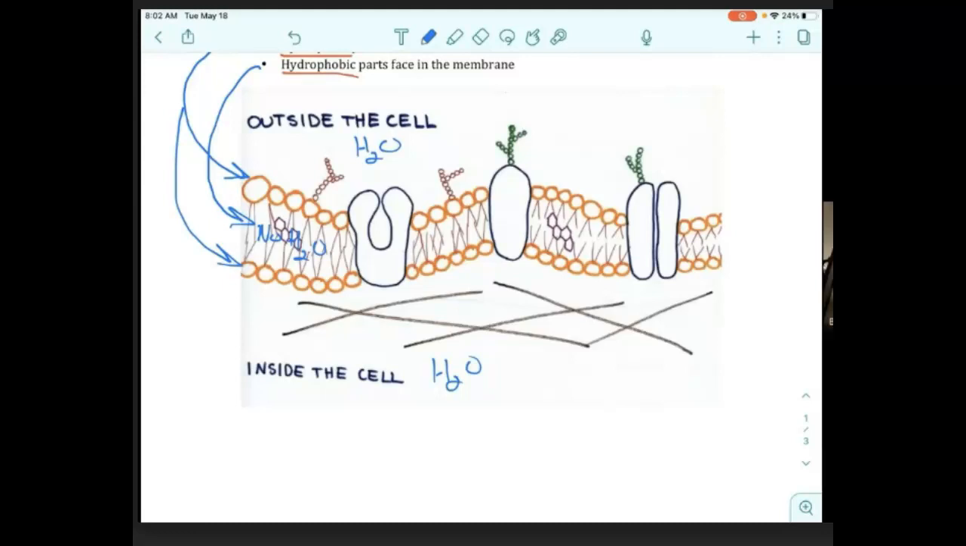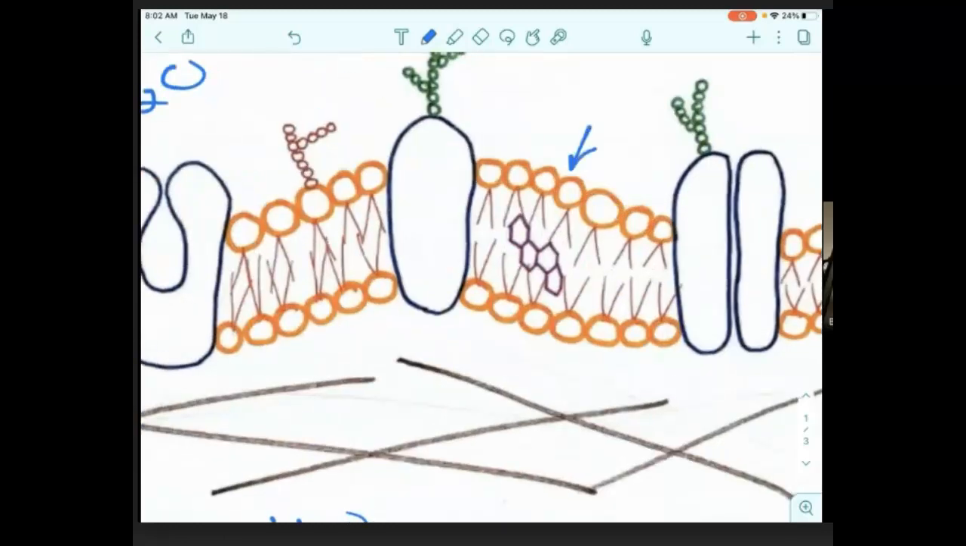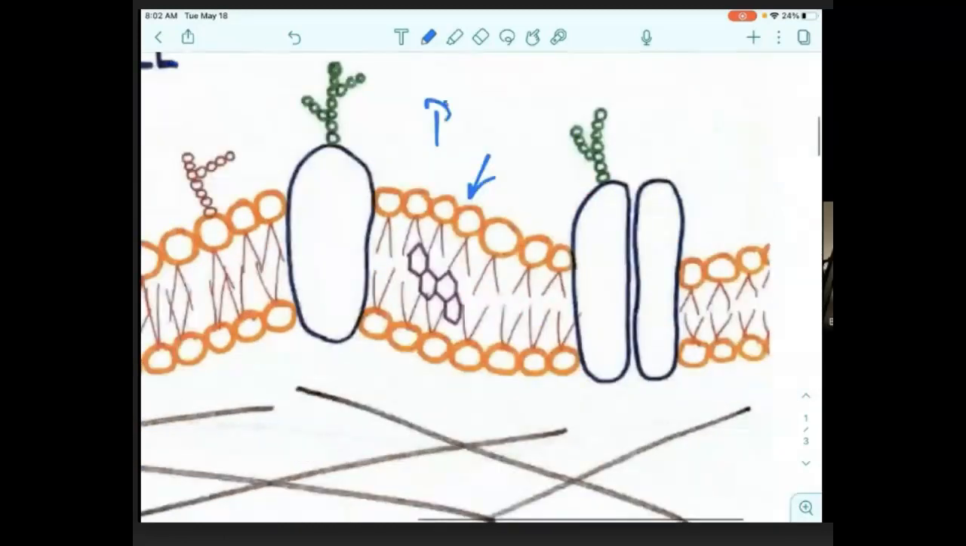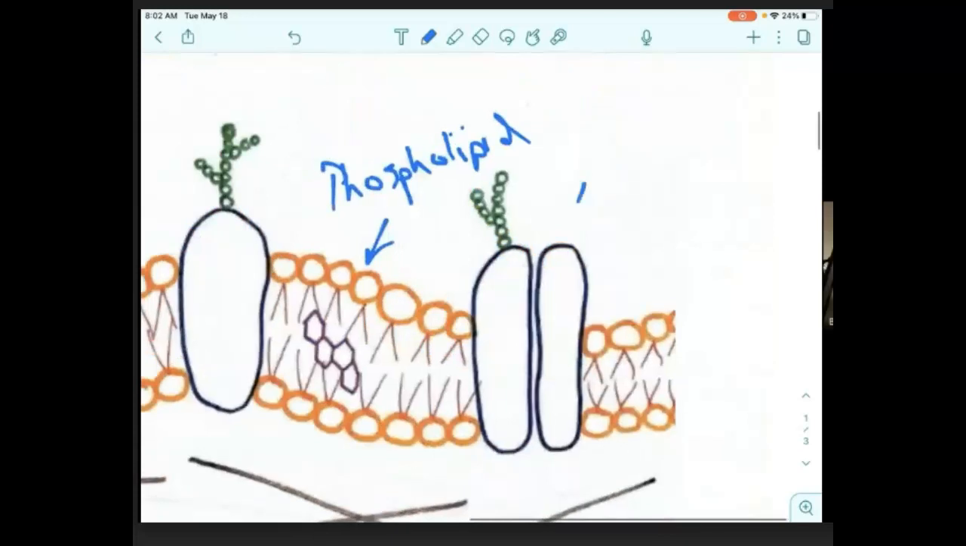Right? We've got phospholipids. You can see there's a bilayer, right? There's two layers of phospholipids. Maybe we should label one. Let's label that one. We'll call it a phospholipid. Right? That's a phospholipid. And then over here we've got a protein. Remember, the protein is like a little tunnel through which little molecules can go through into or out of the cell.